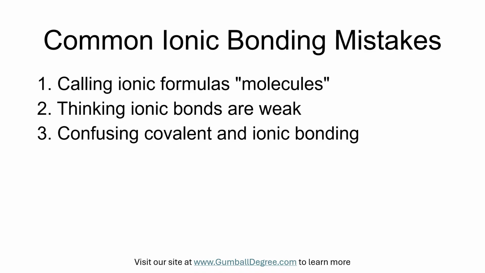Students also sometimes mix up covalent and ionic bonding by focusing only on electron transfer versus sharing without considering the resulting structure. Checking whether the solid forms a repeating lattice or distinct molecular units helps resolve this confusion.